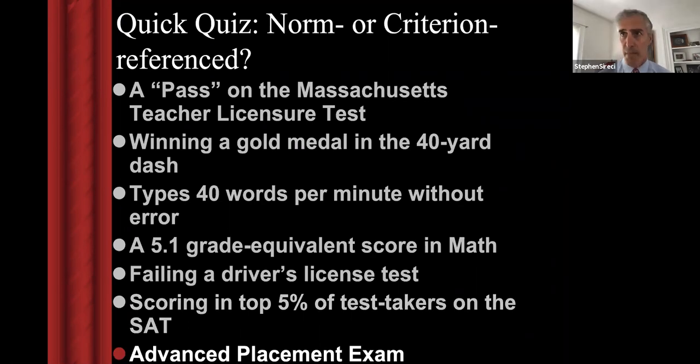Advanced placement exam. Got scores of 1, 2, 3, 4, and 5. Does it matter how other people did? When you get that score, no, it doesn't. So that is another example of a criterion referenced test. So hopefully these examples give you an idea of the differences between norm referenced and criterion referenced testing, and that's important to keep in mind.